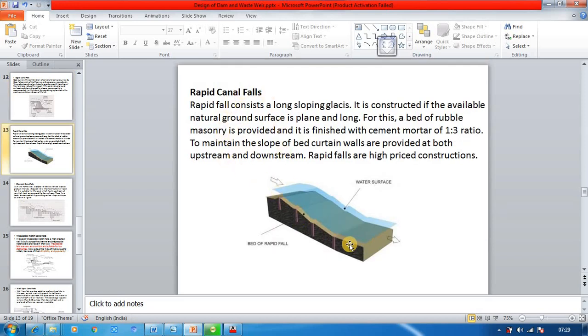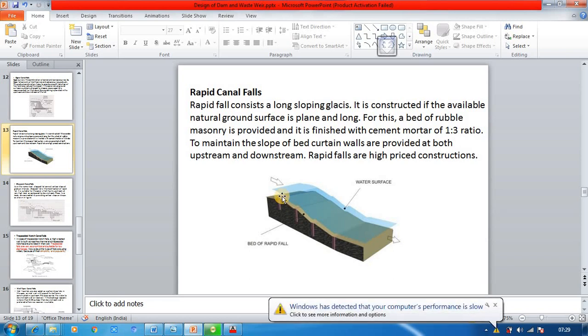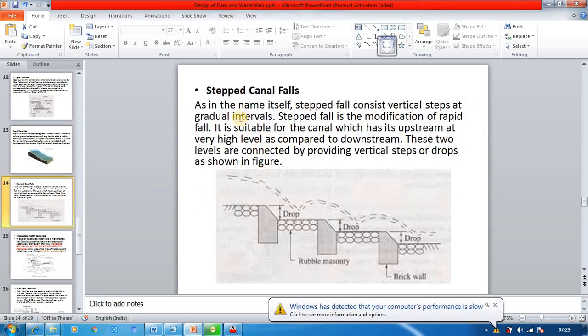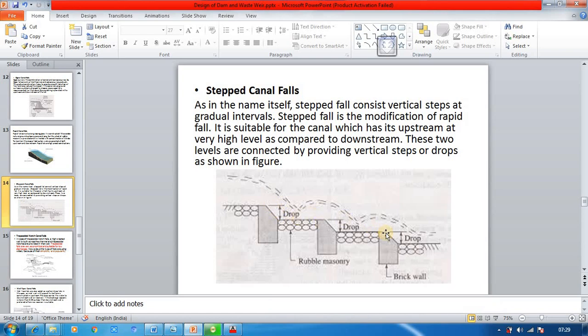The next is rapid canal falls. If the slope is not much, there will be a long sloping glacis provided using rubble masonry, and this requires a lot of material, and this also proves to be uneconomical these days. And the other type of falls are stepped falls. Here the water will be allowed to fall in several steps, and here also rubble masonry and brick walls can be used. And so as I said, these three are old.